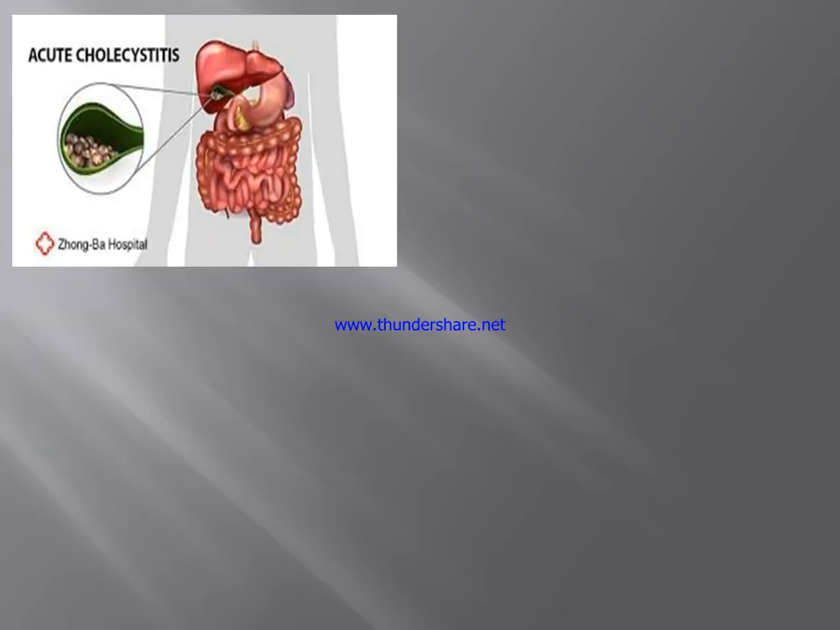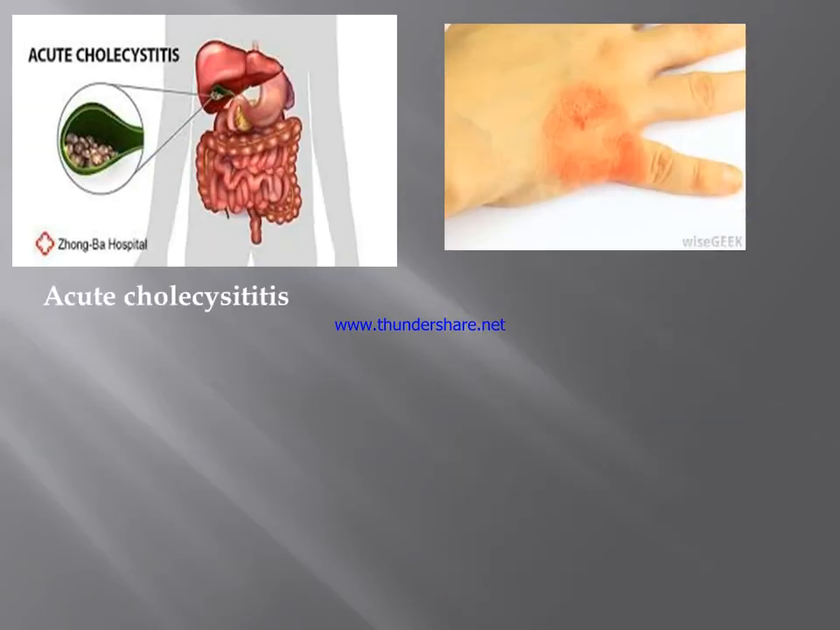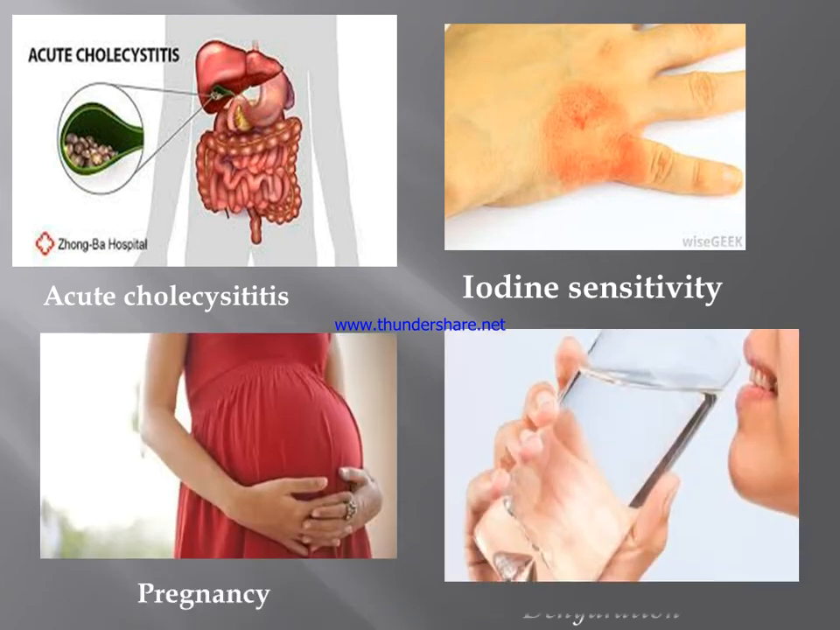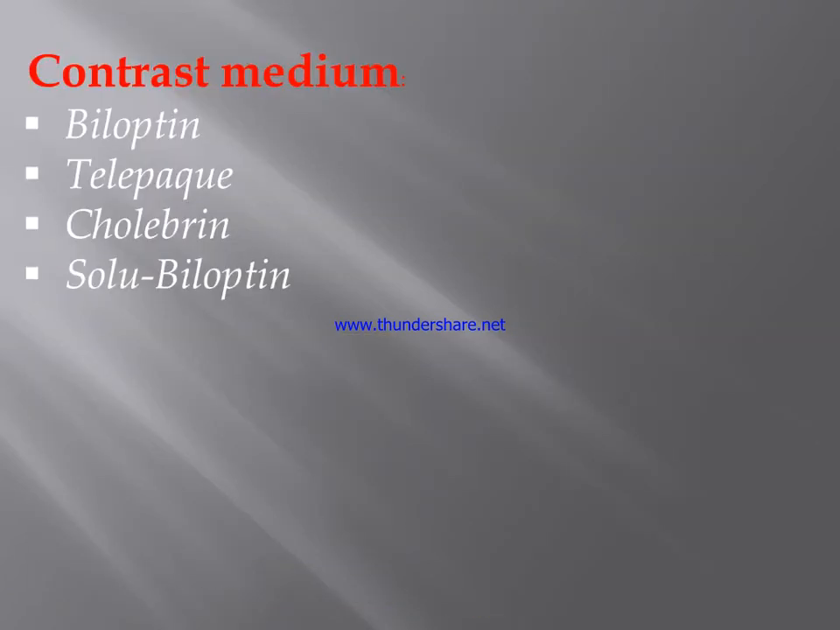Images show hepatorenal syndrome. These images show acute cholecystitis. These images show iodine sensitivity. These images show pregnancy, and other one, these images show dehydration. The contrast medium which is used in OCG: first one, Biloptin, Telepaque, Colabrin, Solubiloptin.